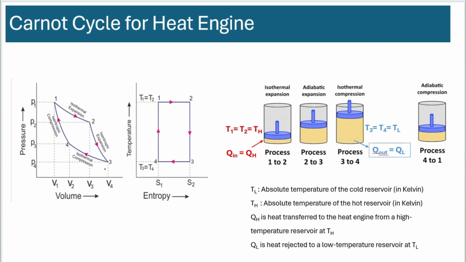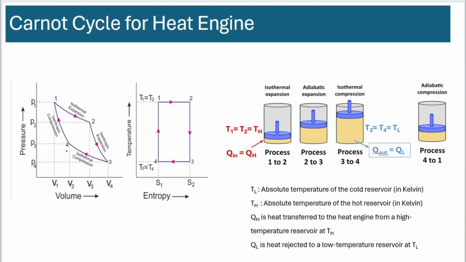All right, so here we have four states. The first state is state 3, and it goes to state 4 through isothermal compression. And then you have isentropic compression, isothermal expansion, and isentropic expansion to get back to the original state. Okay, that is on a pressure-volume diagram. This is how it will be plotted on a temperature-entropy diagram.